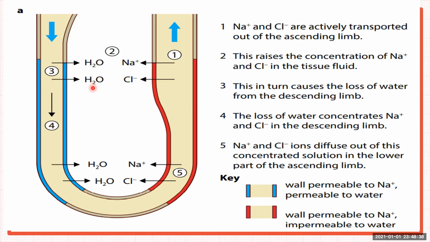So as water moves out, as the filtrate goes down, the concentration of sodium chloride at the bottom of this descending limb of the loop of Henle increases a lot. So this portion here is hypertonic because it contains the most sodium chloride at this stage, right? And then the sodium and chloride ions, as they go up, diffuse out of this ascending limb of the loop of Henle. So as the filtrate goes up, this part here is hypotonic because it contains more water as compared to the solutes, because the solutes have diffused out. So this part here is hypotonic. This part here is hypertonic.